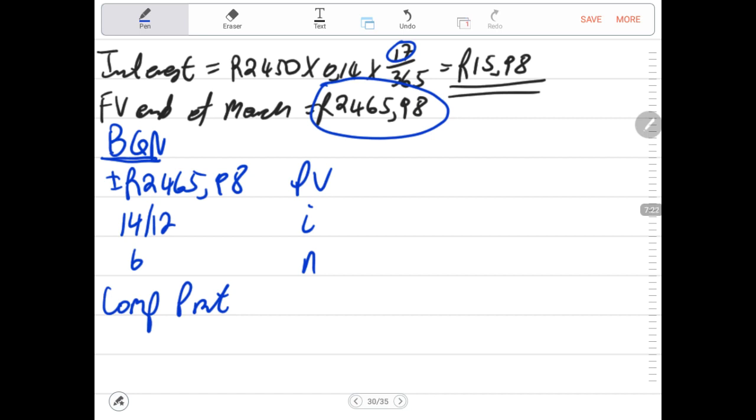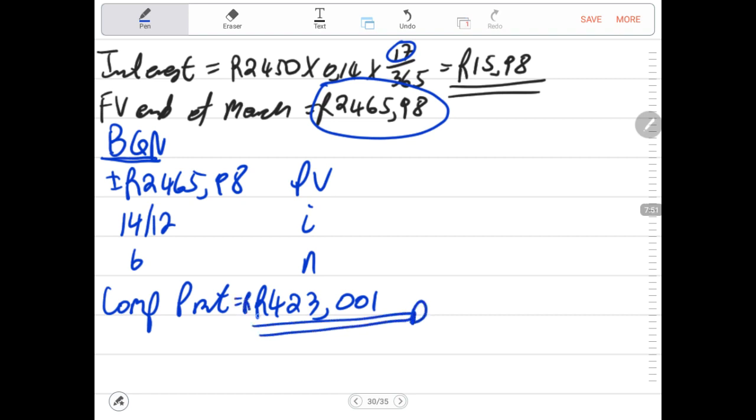Plus minus 2,465.98 is my present value. 14 divided by 12 is my interest. 6 is my N. Compute PMT. Then my payments are 423 rands 1 cent. 423 rand 1 cent are the monthly payments.